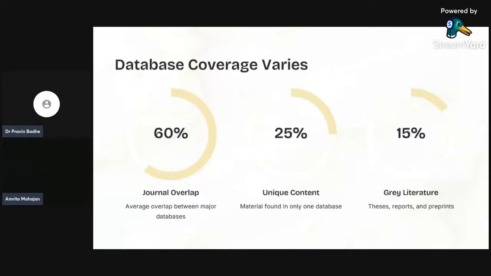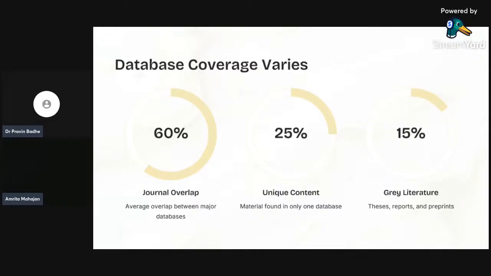Database coverage varies. About 60% of journals overlap, meaning the average overlap between major databases is about 60%, and only 25% is found to be unique content. That means it is not duplicated and is material found in only one database. I'm talking about only one database: 25% of it counts as unique content.